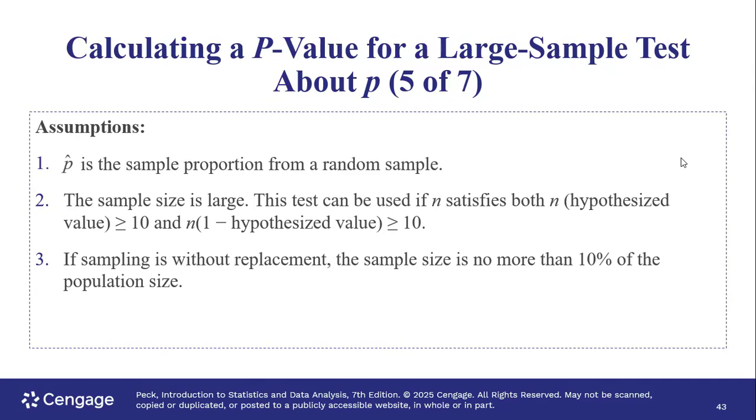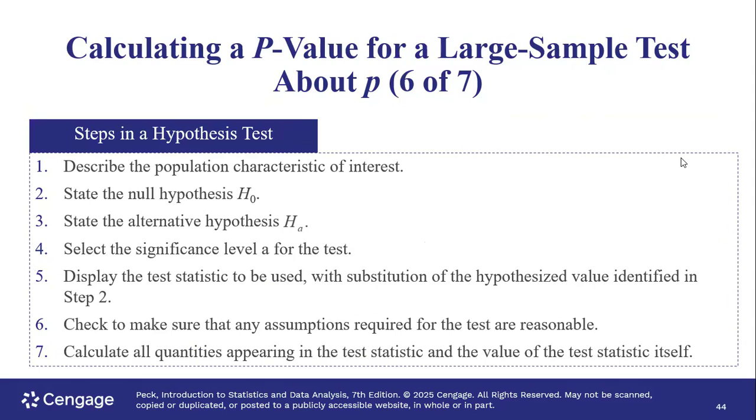If the sampling is without replacement, the sample size is no more than 10% of the population size. So what are the steps? Describe the population characteristics of interest, state the null hypothesis, state the alternative hypothesis, and select the significance level for the test, that is the alpha value. Remember, the significance level is the maximum probability of making a type 1 error, that is, rejecting H0 when it is true. Display the test statistic to be used, with substitution of the hypothesized value identified in step 2, that is, in the null hypothesis.